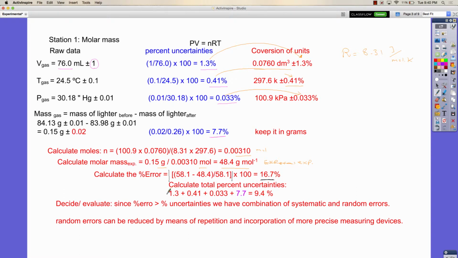The next calculation is the total uncertainty. So we are going to add the individual percent uncertainties for the volume, the temperature, the pressure, and the mass. So the total percent uncertainty, due to random error and the instrument, is 9.4. Now we are going to make a judgment. Since percent error is bigger than percent uncertainty, we have a combination of systematic and random errors.